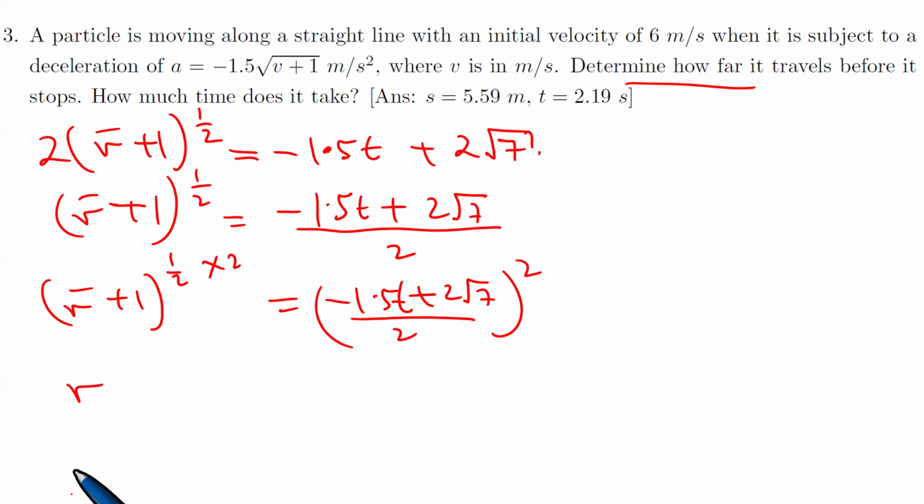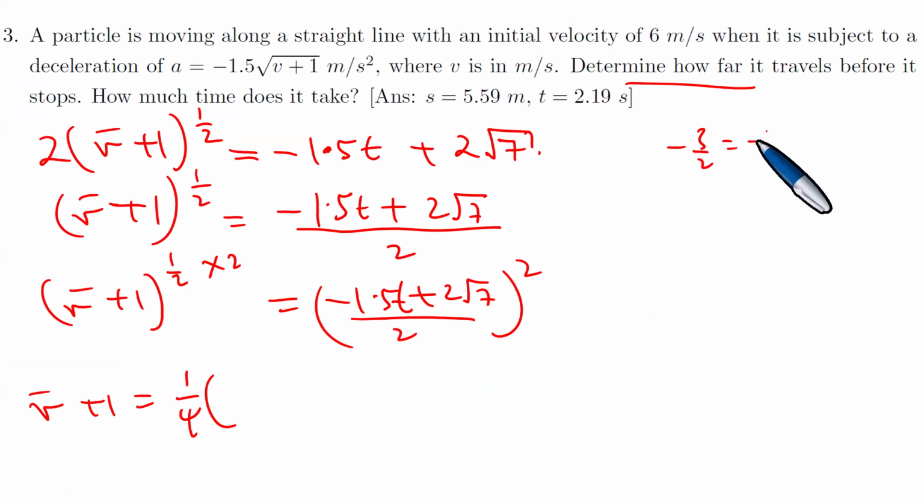Meaning v plus 1. Okay, check. And then this is exactly what you're getting. If you square these, you can write differently now. You have 1/4. That's going to come out 2 squared, so it's going to be 1/4. You can expand this now and have, for instance, 1.5 is minus 3 over 2, and then you square it: 9 over 4 t squared.